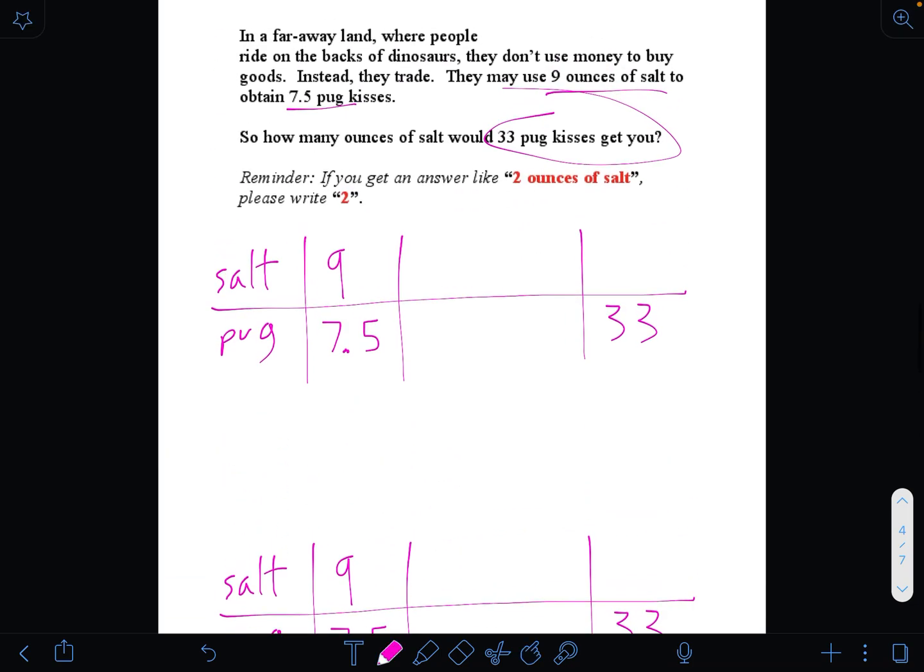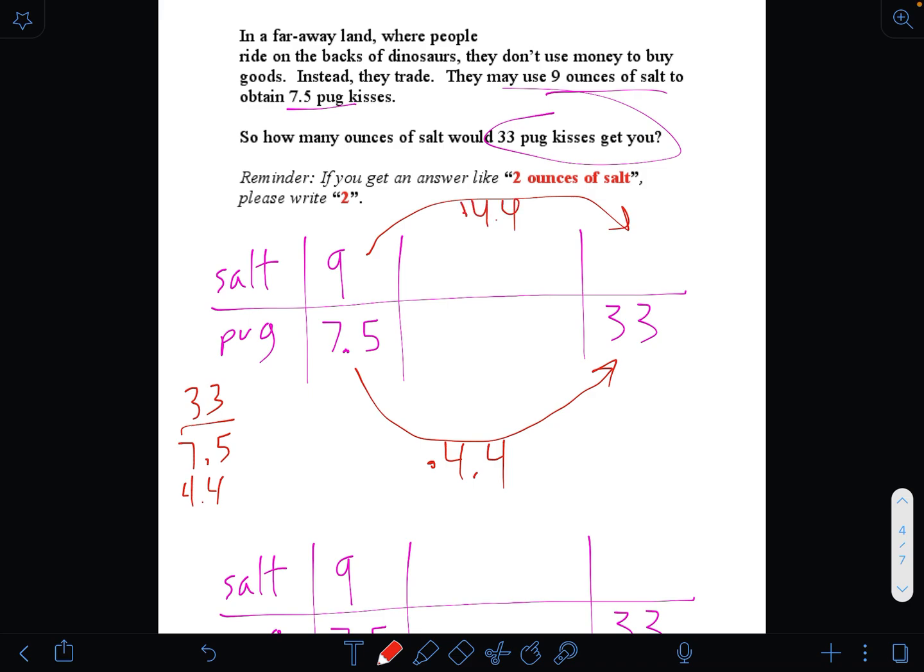Okay, big jump. So that means you want to know how many times 7.5 can go into 33. Well, that's just doing 33 divided by 7.5. What do you get there? Use your calculator. You get 4.4. So that means 7.5 times 4.4 is 33. So then you just do 9 times 4.4. You get 39.6. Sweet. What if you're like, Mr. Schneider, I don't want to do that?